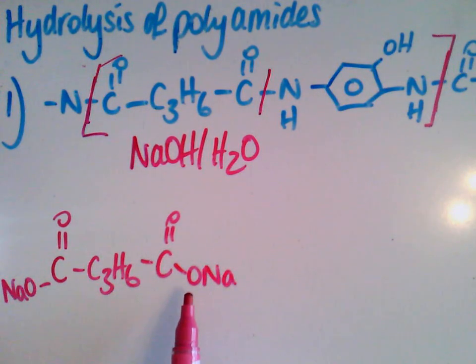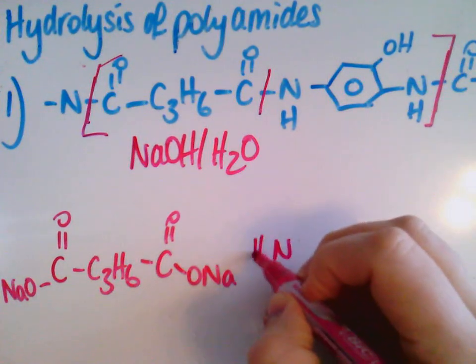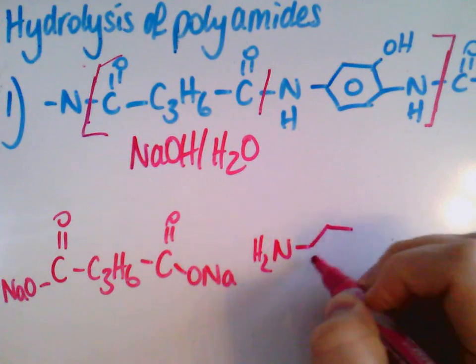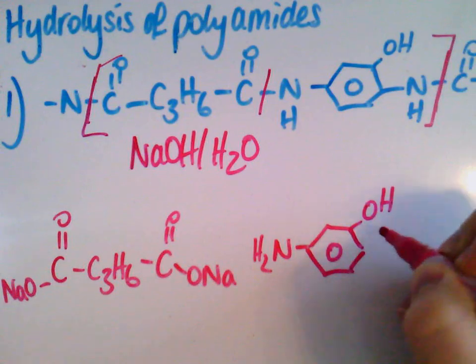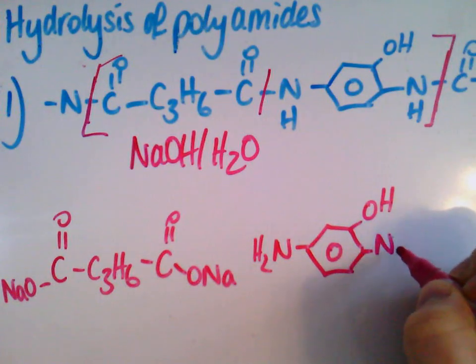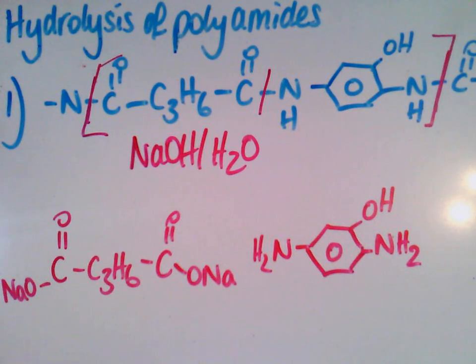Either don't use charges at all, or remember your O minus Na plus, don't mix and match. And then I'm also going to form, under those basic conditions, a diamine. So I don't have to worry that there's other functional groups here at the moment, because in phenol that's not going to behave as an acid under these circumstances. So I'm just going to make my diamine and my dicarboxylate salt. That's the alkaline hydrolysis of that polyamide.